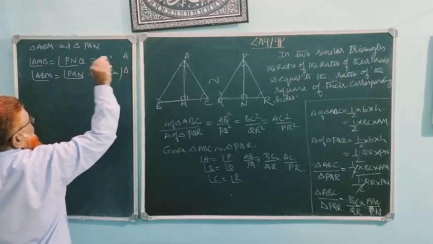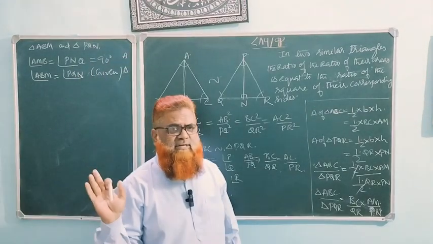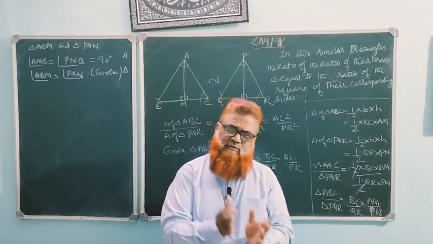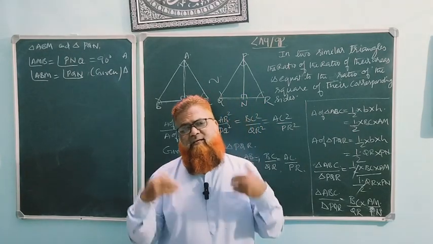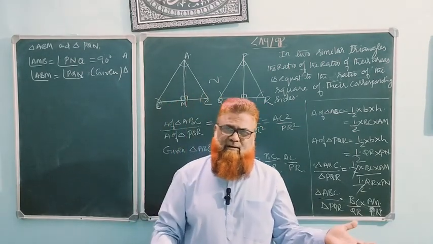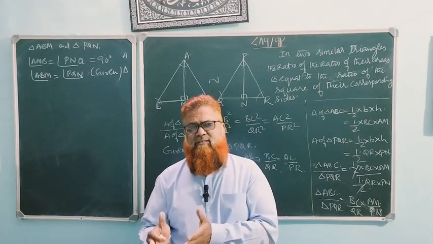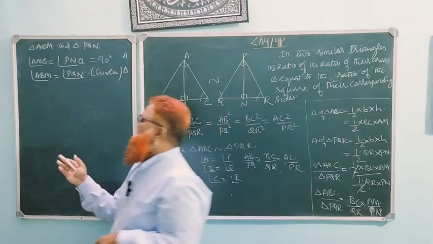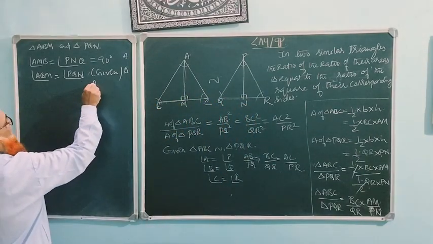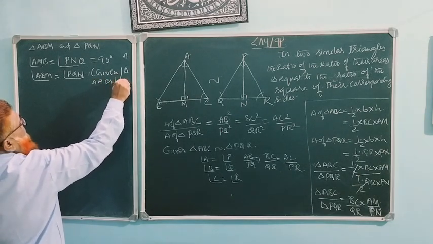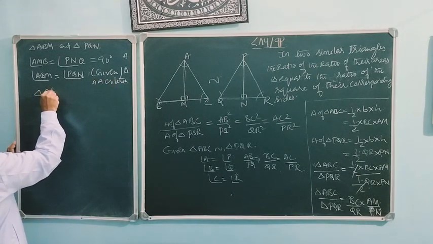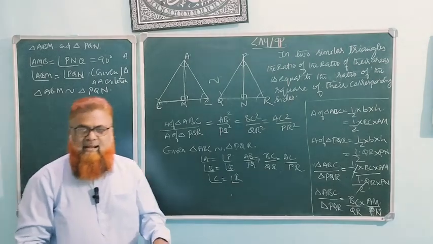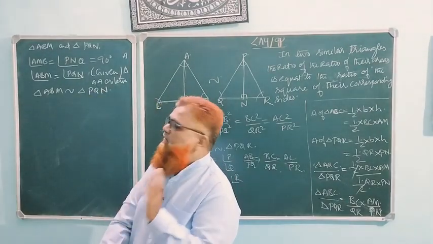According to the angle criteria which we discussed in our previous discussion, if two angles of one triangle are equal to two angles of another triangle, then the third angle must be equal too. Therefore, this is called the angle criteria, and we say that the two triangles are similar. Then according to the AA criteria, triangle ABM is similar to triangle PQN.